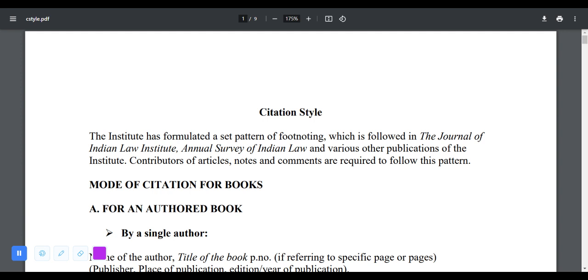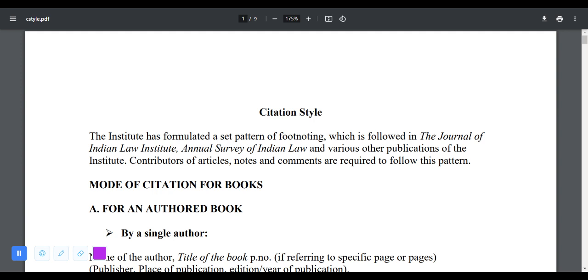These citation formats are recommended by ILI because they are used in their journal and their multiple publications. Among those standards, we find the Blue Book, Scholar, and the ILI journal citation formats. We use these formats for our publications and articles.